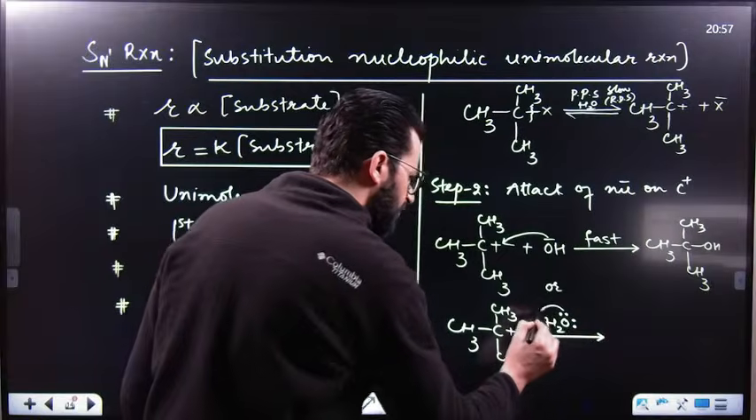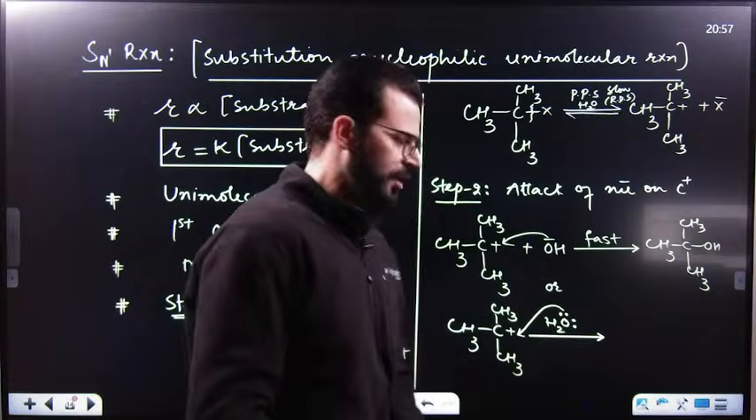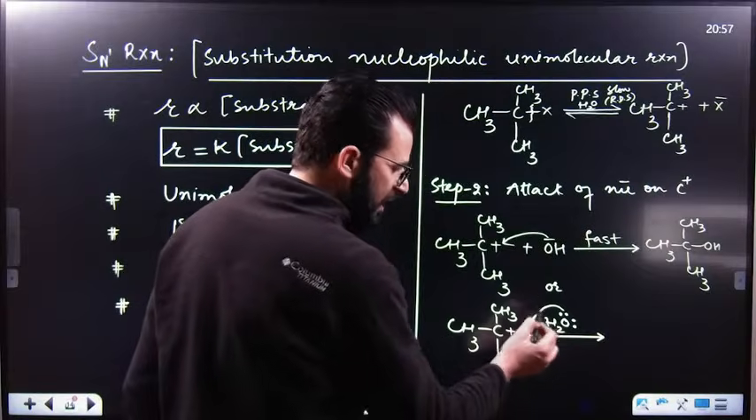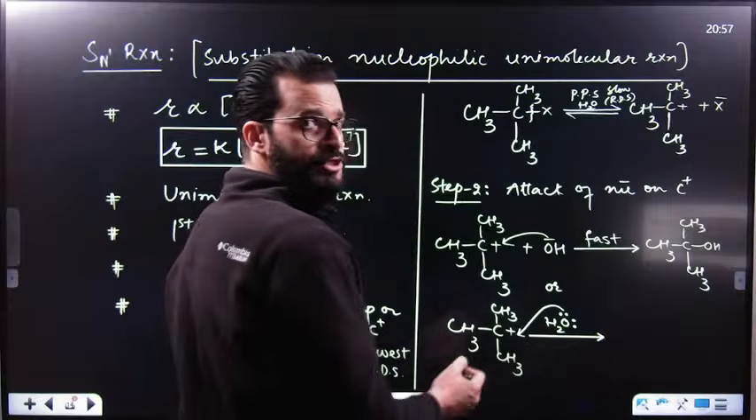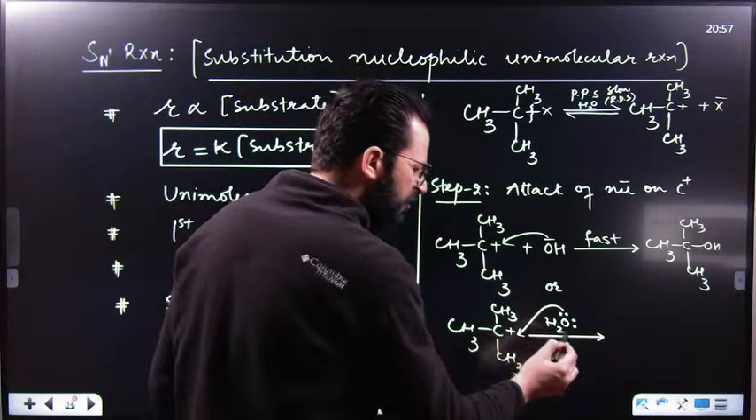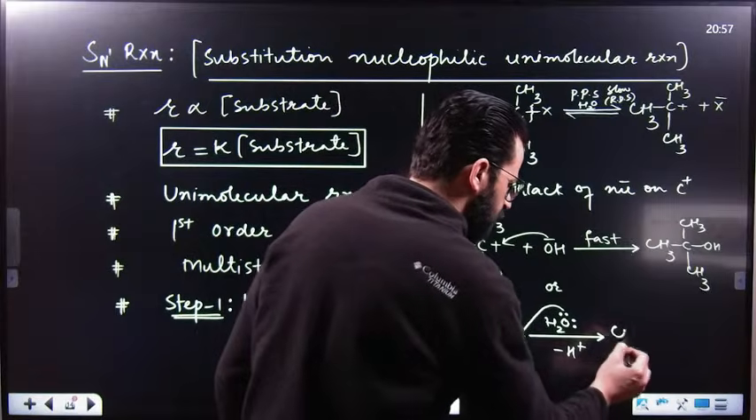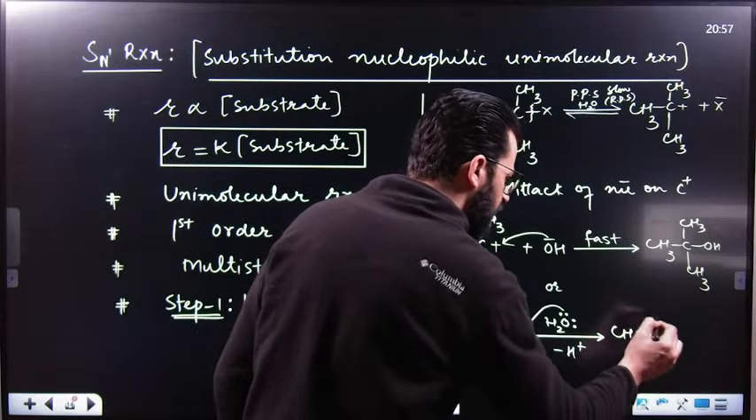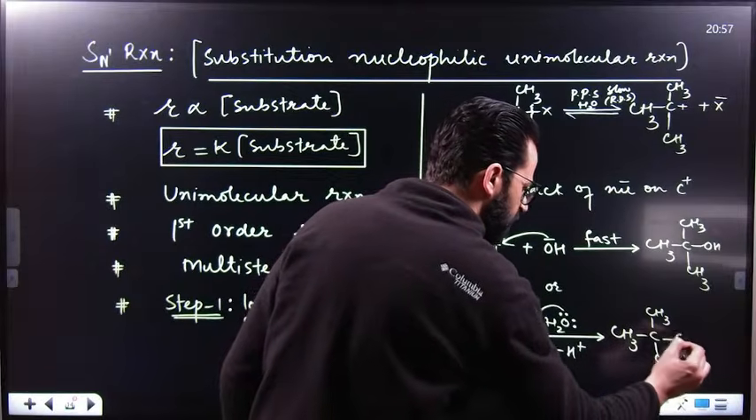But you have to remember, when nucleophile is neutral, when it attacks on this, it will acquire a positive charge, because neutral species donates electron, acquires a positive charge. Finally, it will lose H positive. And when it loses H positive, so neutral nucleophiles always lose H positive and result in the formation of the product.